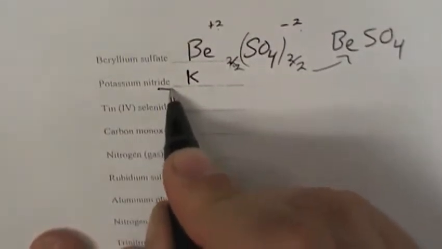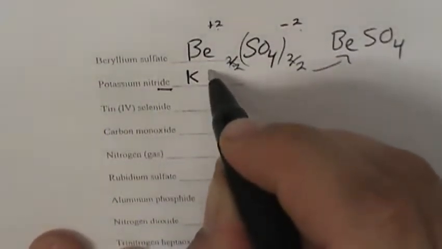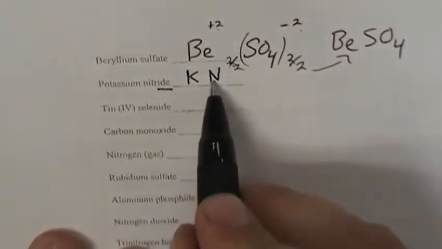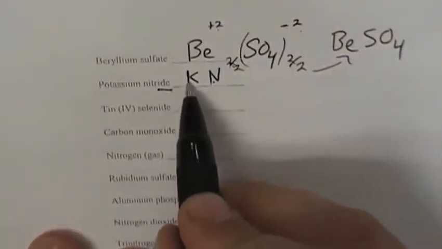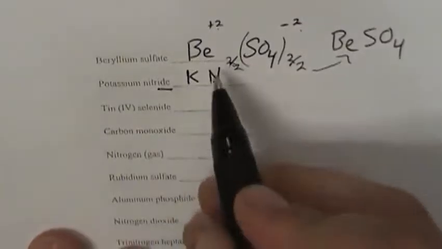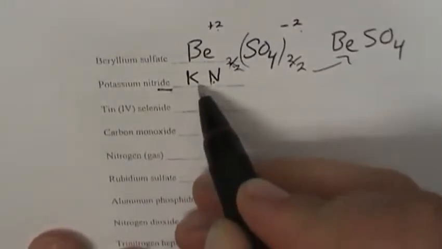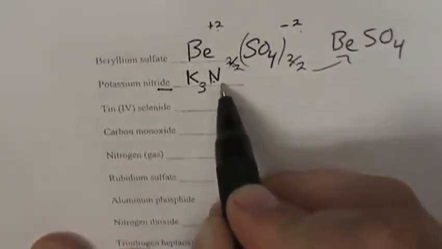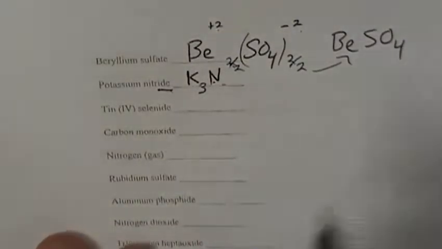Potassium nitride, symbol for potassium is K. Nitride, IDE, so we know we're looking for an element, is an N. Nitrogen is a -3. Potassium is a +1, so we swap and drop. K3N, we don't write the 1.